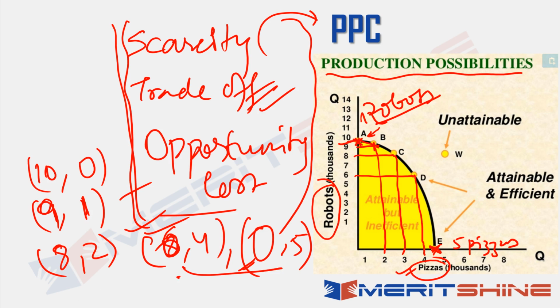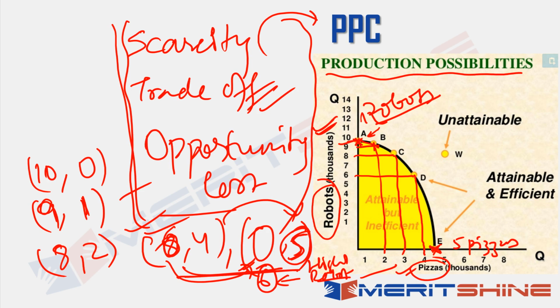Now when you come to this phase, just look at this. Anyways, this economy was good at producing robots. All right. Now if these guys are good at producing robots, for making this 1 extra pizza, they have to lose their 6 robots. What does this mean? This clearly means that these 6 guys were highly skilled in making robots, whom you have now forced into making pizzas.